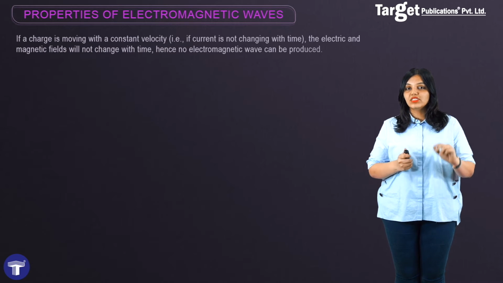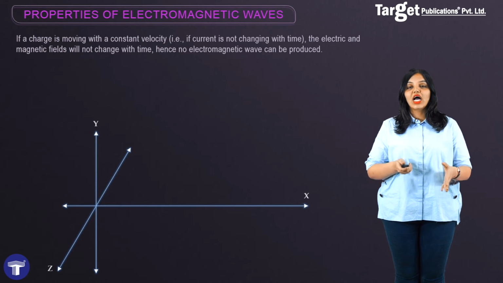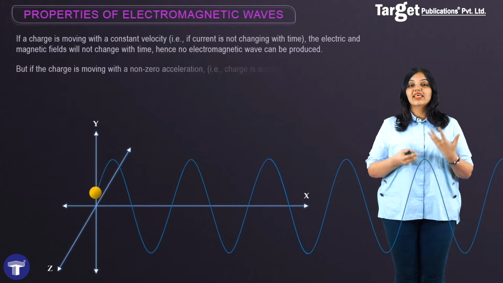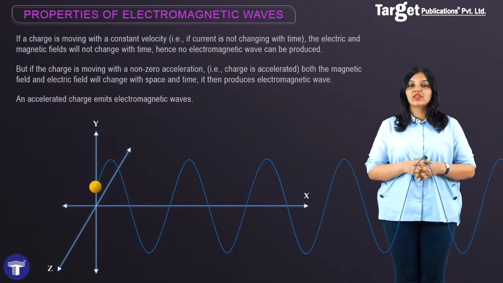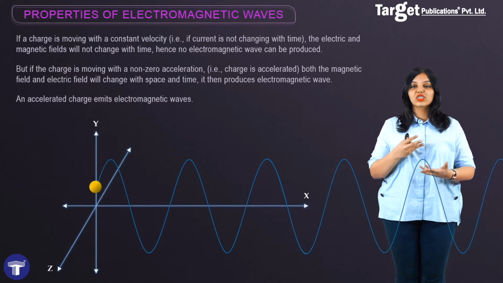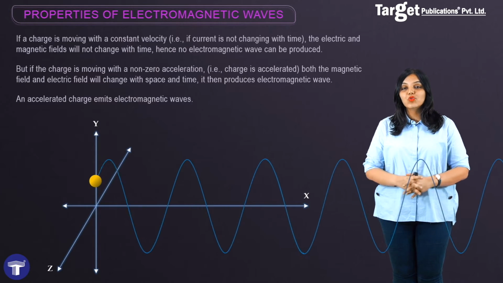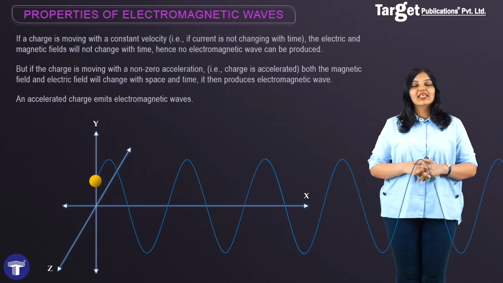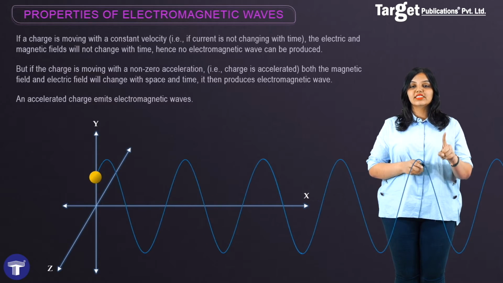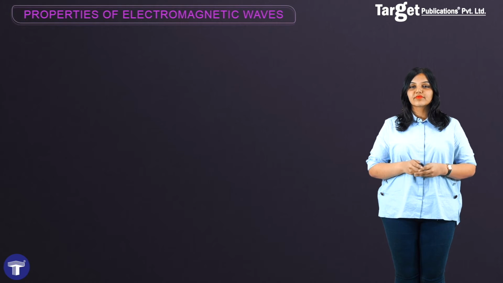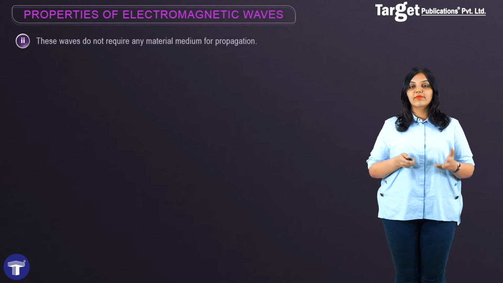And therefore this is the most important point for the production of electromagnetic waves, that is, the charge must be accelerating. That is, the charge must not be moving with a constant velocity. So we say that if the charge is moving with a non-zero acceleration, that is, it has a changing velocity, then both the magnetic and electric fields will change with time, and this will give rise to an electromagnetic wave. And so this is the first property of the electromagnetic waves, that is, they are produced by oscillating or accelerating charges. The second property is something we already know, that is, electromagnetic waves do not require any medium for propagation.